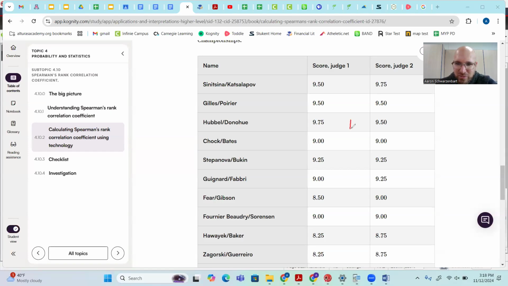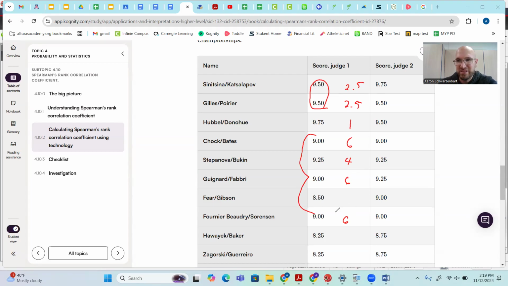This one is clearly one. These two are tied for second, so that's going to be 2.5, 2.5. Got a 9.25 here. That's going to be 4. I got these three are 9s. That's 5, 6, 7. The average is 6.